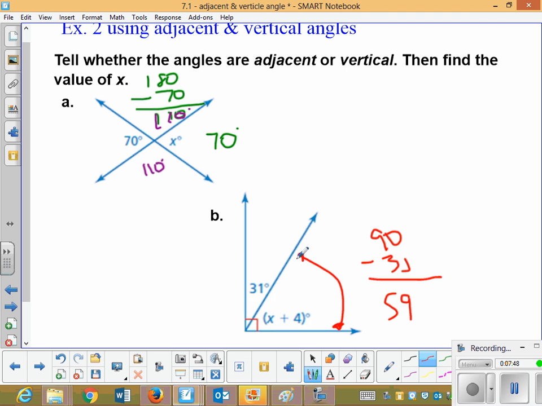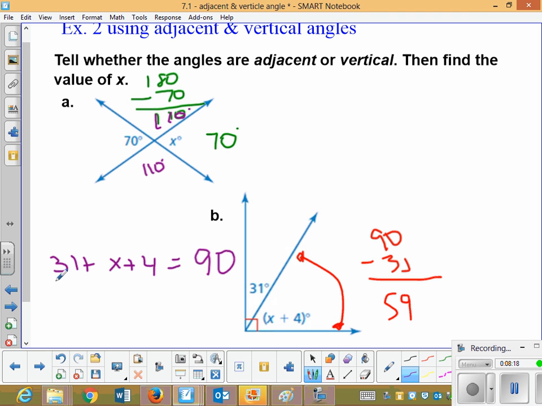But we have a problem. It says x plus 4. So this cannot just be 59. So what we're going to do is set up an equation. We're going to say 31 plus x plus 4 will equal how much? How much is this whole entire angle? 90. So when we did it this way, we noticed that this is 59, but it can't be 59 only because we have a 4 here.